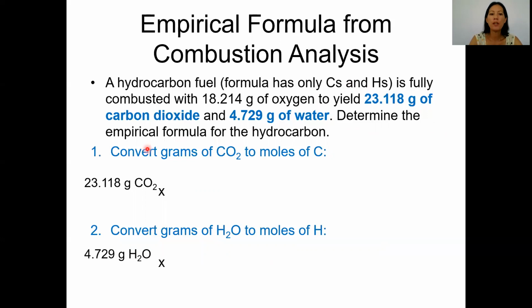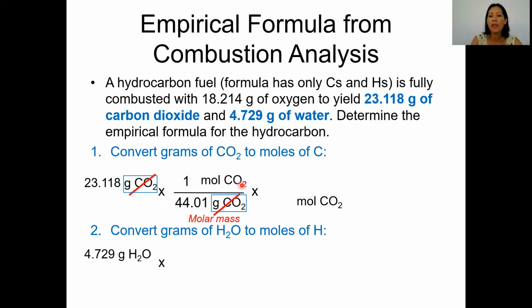So the first thing we want to do is convert grams of CO2 to moles of CO2. So I start with the grams of CO2 on the bottom, going to moles on top. So those grams cancel. And what numbers do I put? This is molar mass. So I want to put the 44 off the periodic table, grams on the bottom, and then the 1 with 1 mole, because molar mass is always 1 mole. The grams cancel, and then I need to go from moles of CO2 to moles of C.